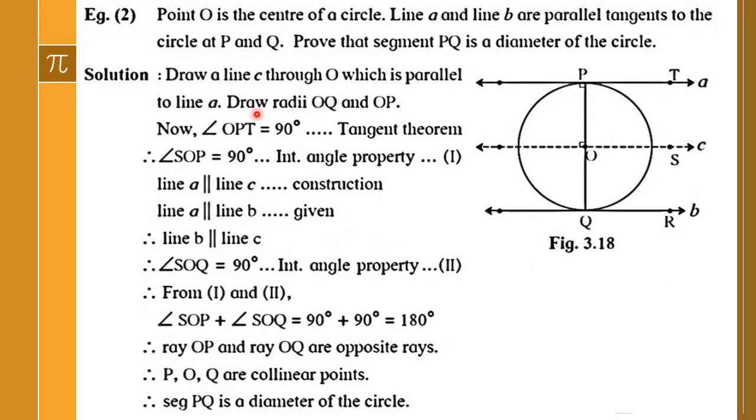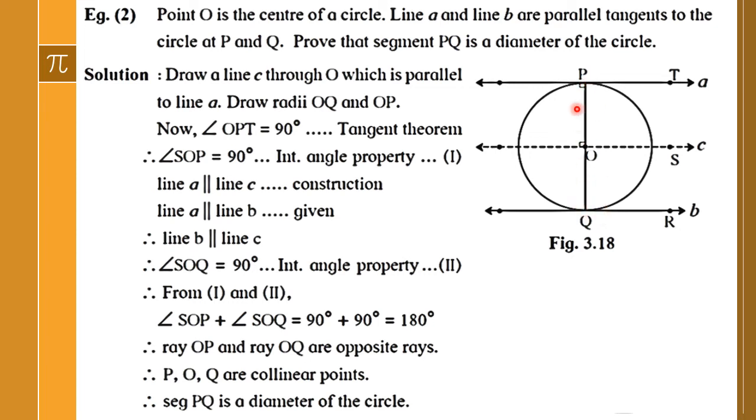This example is important because one of the problems in the exercise uses the concept related to this problem. So let's read the question. Point O is the center of the circle. Line A and line B are parallel tangents. So these two are tangents and they are parallel to each other, and for tangent A, P is the point of contact, and for tangent B, Q is the point of contact.